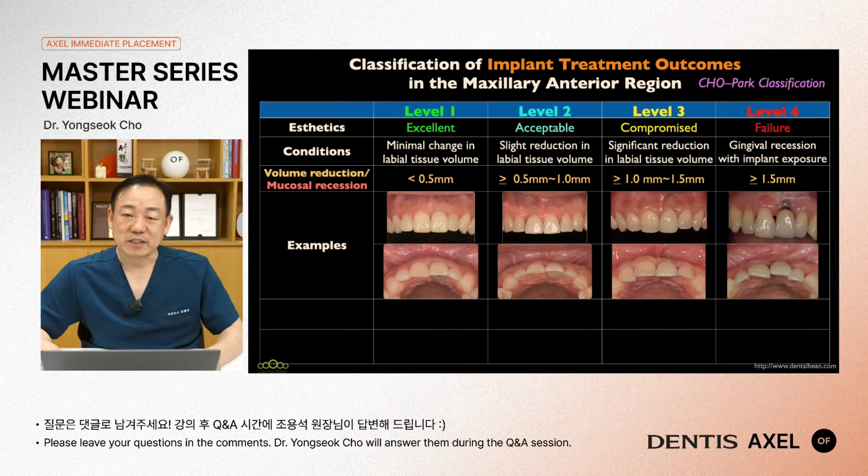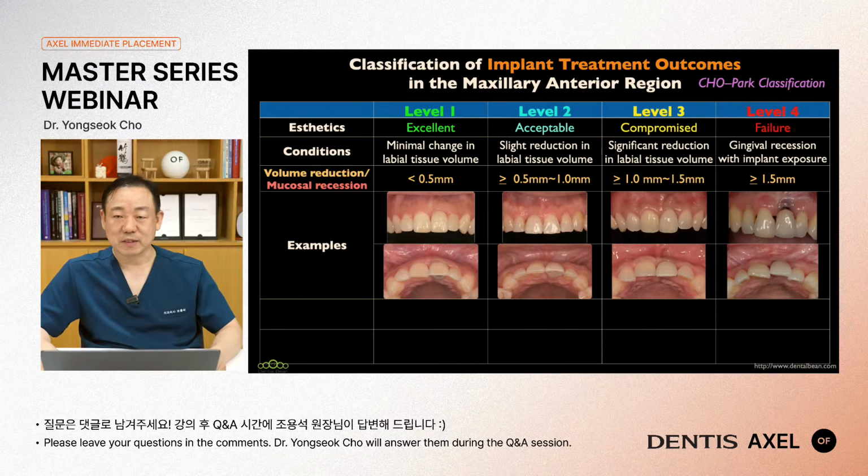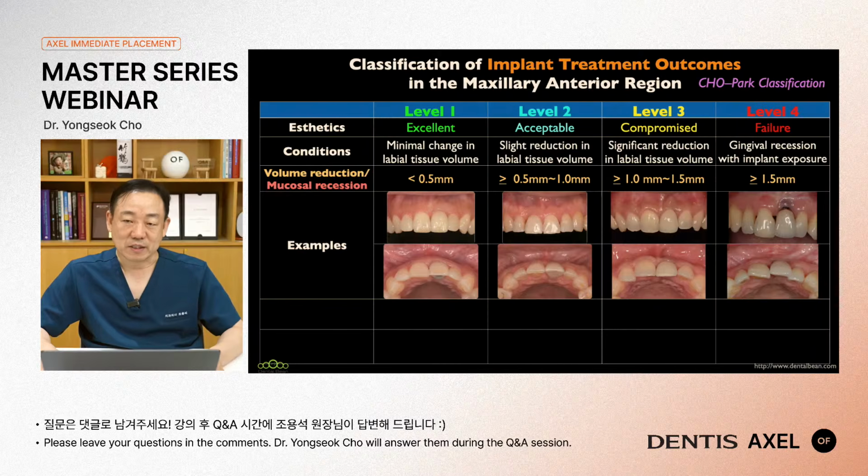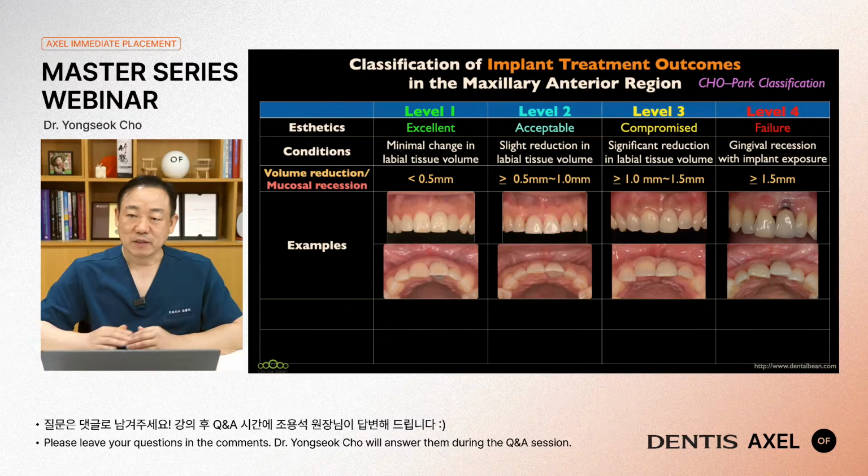Level 2 is acceptable outcome which shows slightly reduced labial tissue volume, 0.5 to 1 millimeter. Okay. Level 3 means compromised condition. There is significant reduction in labial tissue volume 1 to 1.5 millimeter, and also mucosal recession, same amount. Level 4 is a failure. Gingival recession with implant exposed. Okay, when volume reduction or mucosal recession is over 1.5 millimeter, it belongs to level 4.